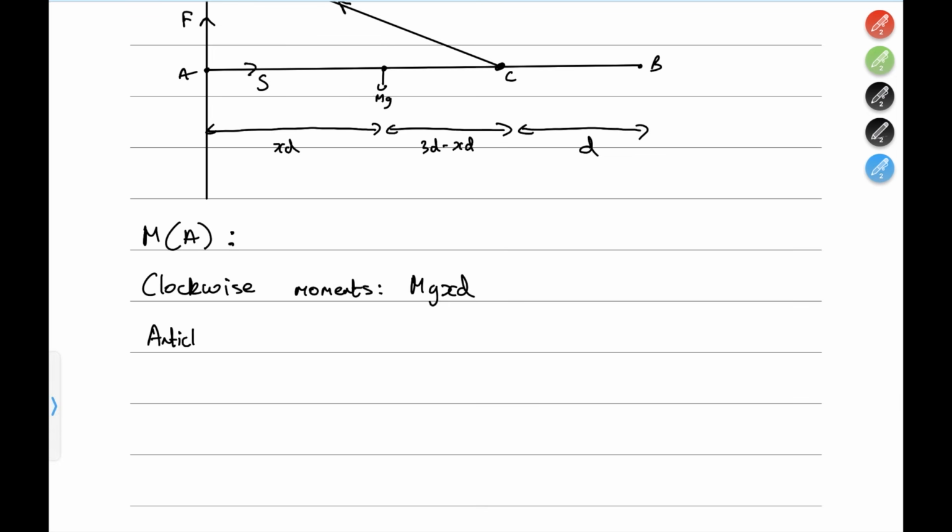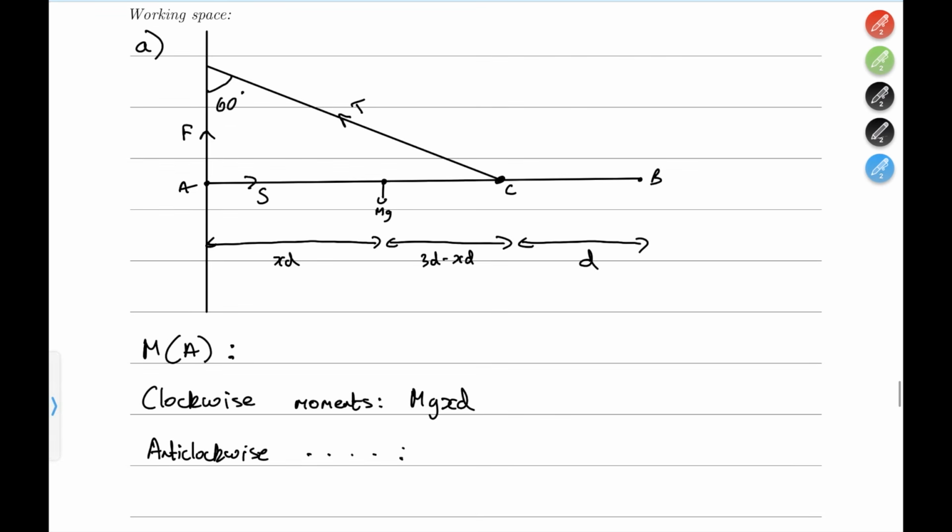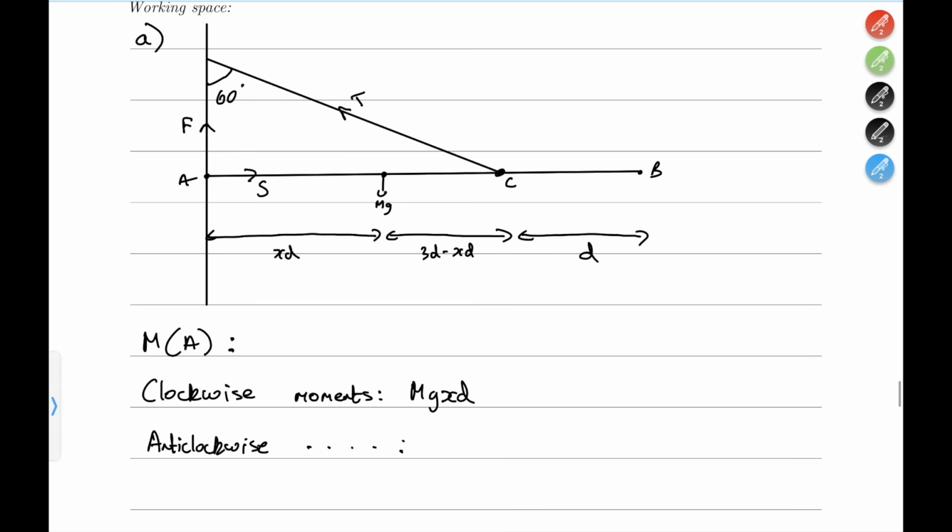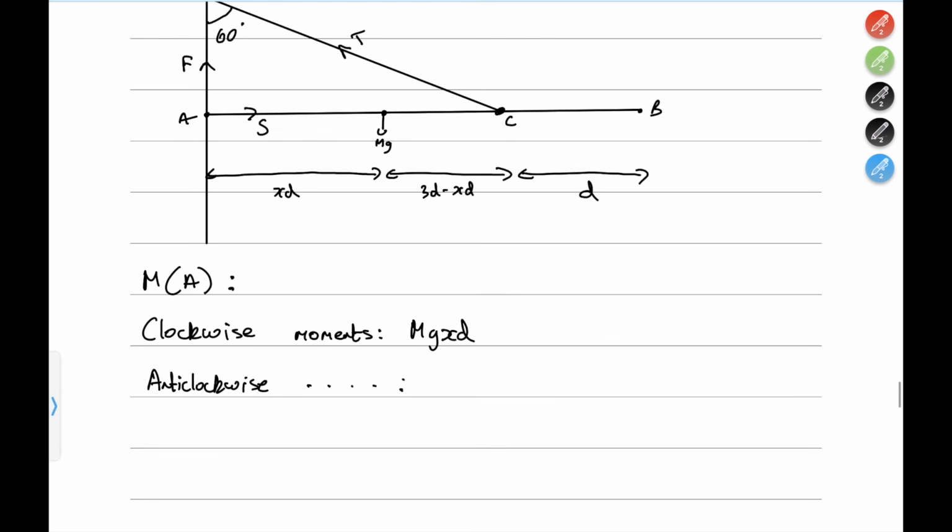Our anti-clockwise moment is going to be the tension. So let's think about it. We're trying to find the perpendicular distance to A, and that will be this side over here. So how can we figure out what that side is? Well, that side is going to be cos 60. Okay, we're going to use cos 60 there.